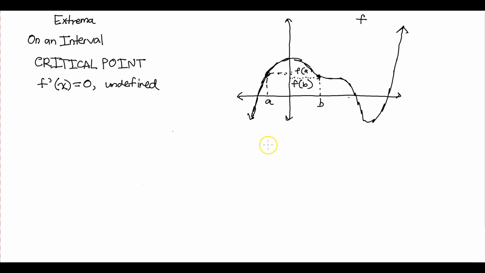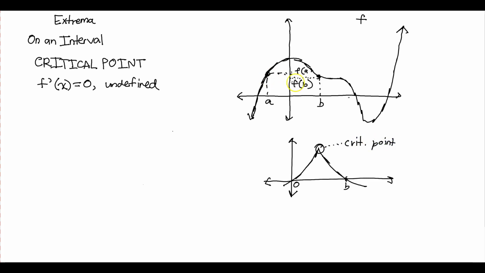So if you had a function like this, this is your b, this is your, I'll just say 0. This would be a critical point. This would also be a critical point. So if you have a and b, this will be a critical point. Any place where f prime of x is equal to 0 is a critical point of f.